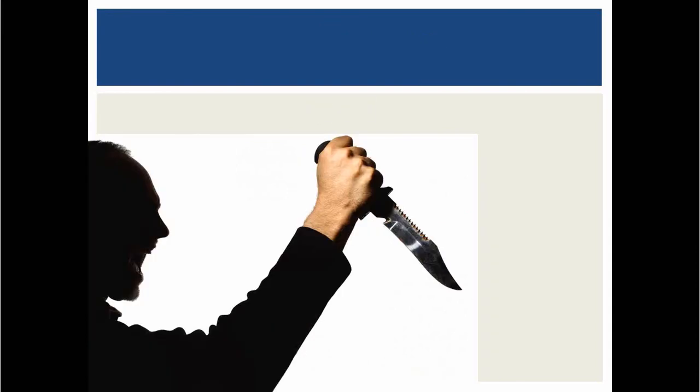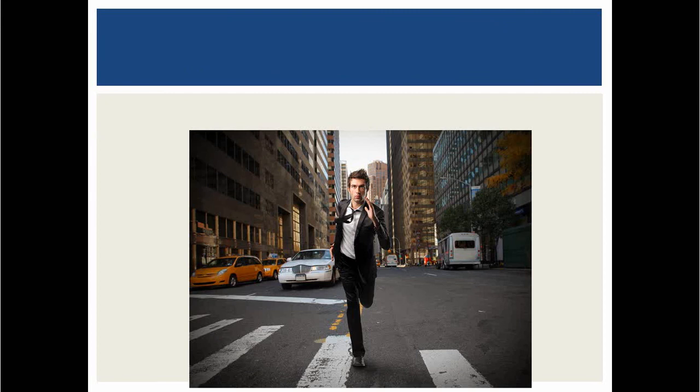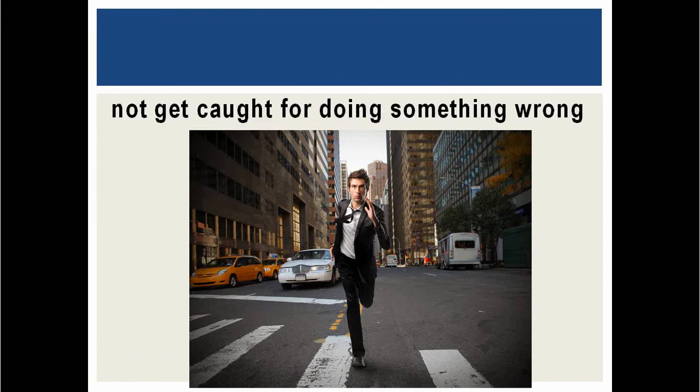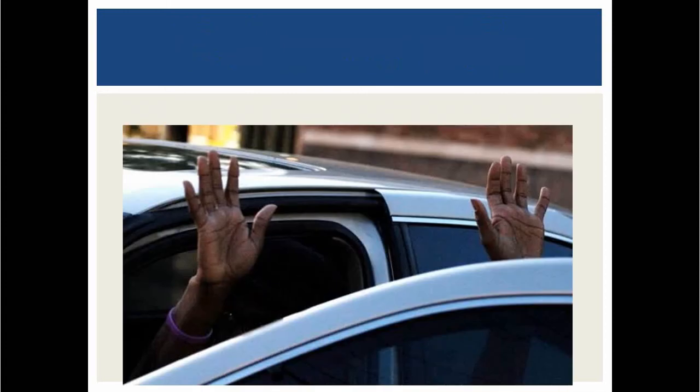The next one, to kill. So it's do away with. So do away with means to kill. Study them well because they are very confusing, so please take care. This one, not get caught for doing something wrong, it's get away with. So get away with means to not get caught for doing something wrong.